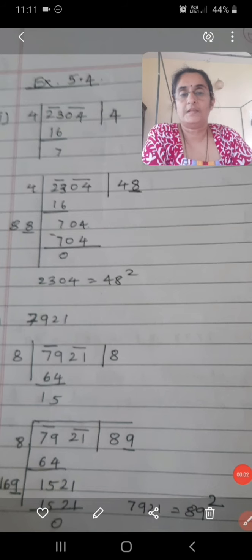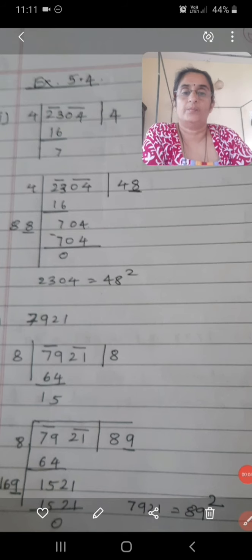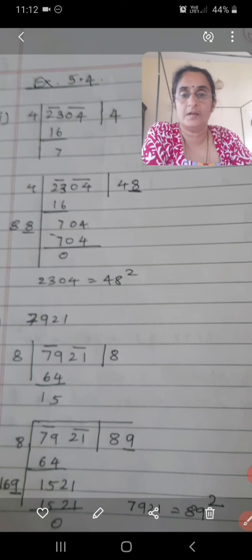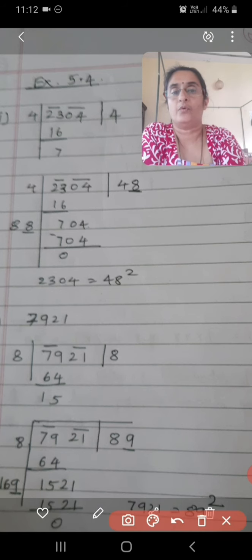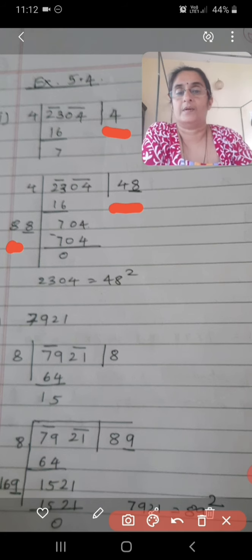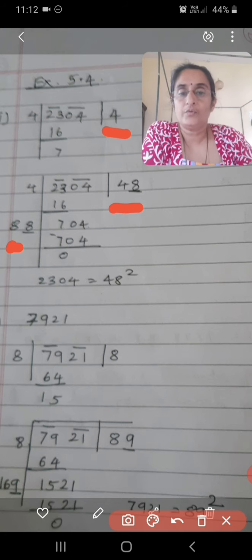Now let us go to the next step, children. That is more important now. Now we got 7 as the remainder. Now we have to bring down the remaining two numbers, that is 0 and 4. So we got a new number, that is 704. Okay, till here understood? Now the next thing you have to do: we have got 4 here. That same 4's double number we have to write here, 8. Only one number. So 4's double is 8 I have written. Clear? Don't forget to do this.